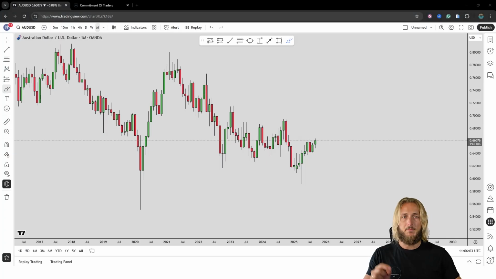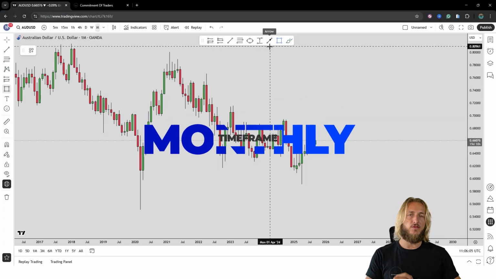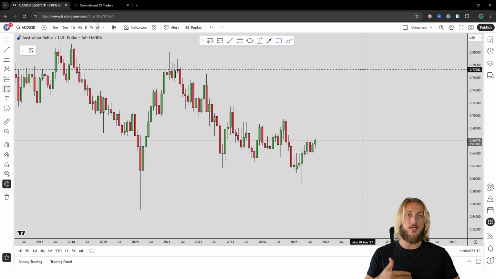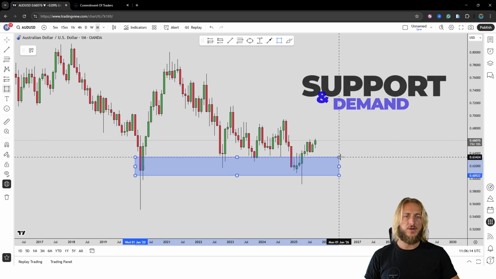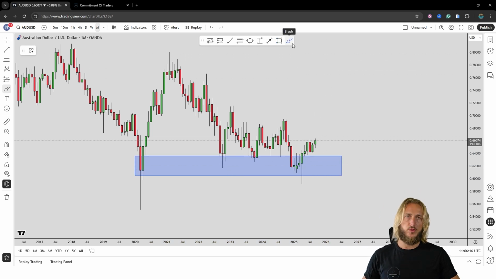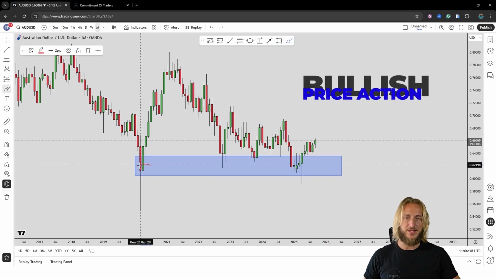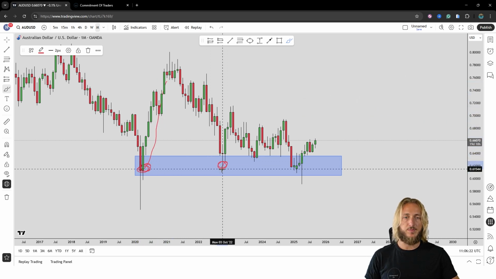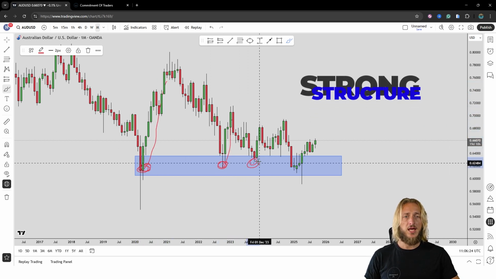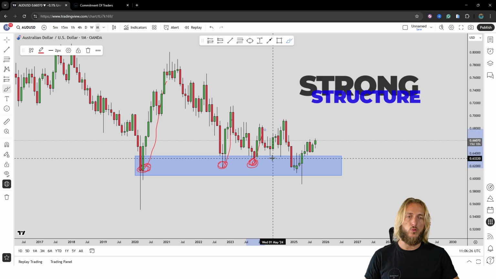Starting here from the monthly time frame, what we can see is that we have a market which at the moment is testing a quite strong historical monthly demand and support zone. In fact, from here, multiple rejections to the upside have been created. Every time the market was testing this zone, it was rejecting it to the upside quite aggressively. And we see how that was happening over and over again.